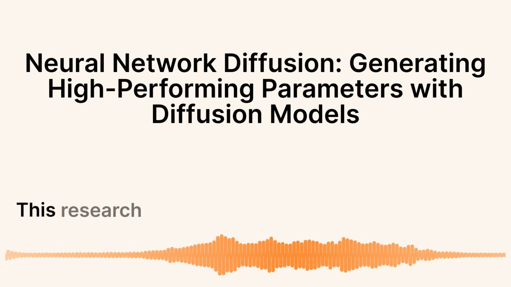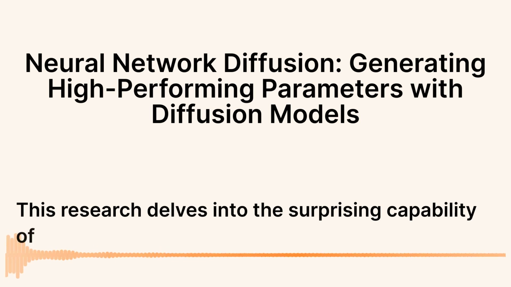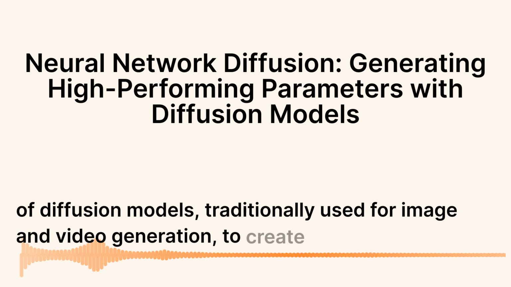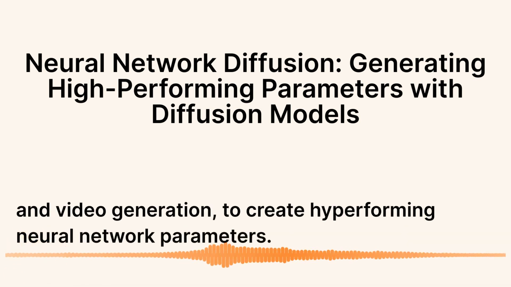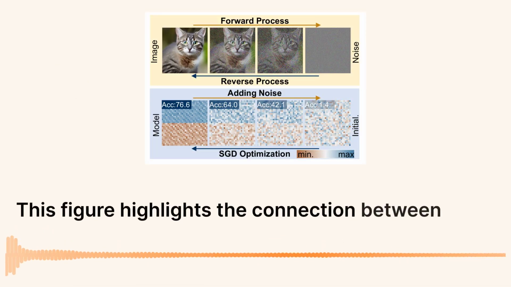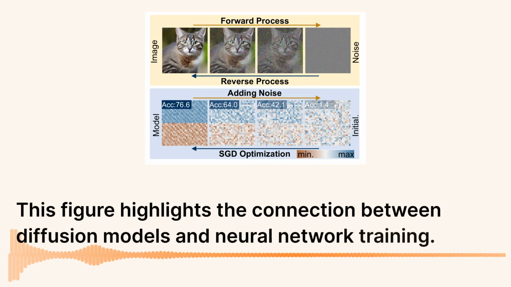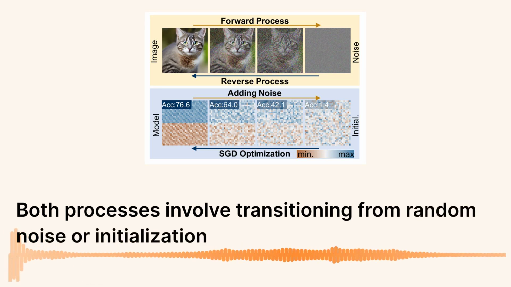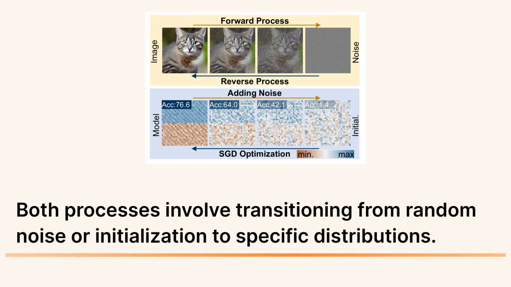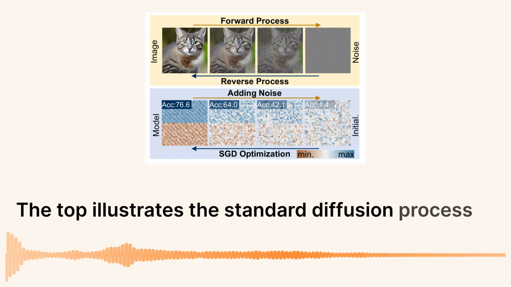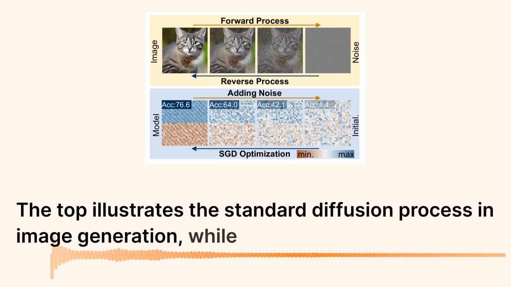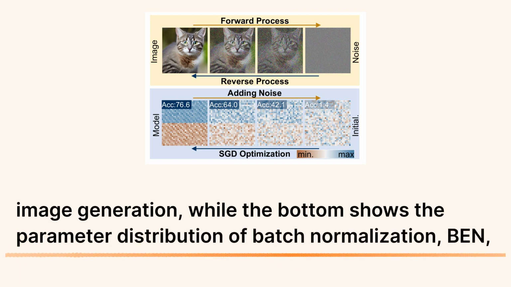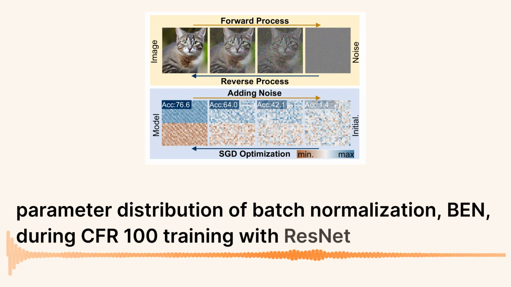Models. This research delves into the surprising capability of diffusion models, traditionally used for image and video generation, to create high-performing neural network parameters. This figure highlights the connection between diffusion models and neural network training. Both processes involve transitioning from random noise or initialization to specific distributions. The top illustrates the standard diffusion process in image generation, while the bottom shows the parameter distribution of batch normalization, BN, during CIFAR-100 training with ResNet-18.